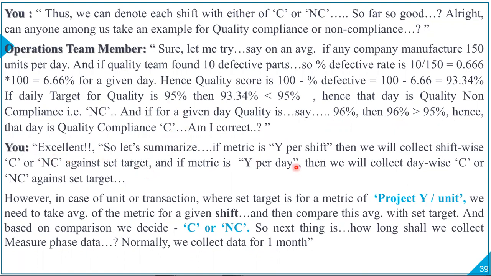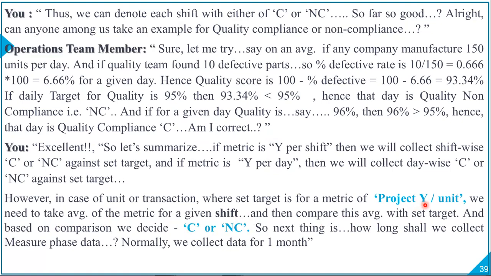If the metric is Y per shift, then we'll collect shift-wise compliance or non-compliance against the set target. And if the metric is Y per day, then we'll collect day-wise compliance or non-compliance against the set target. However, in case of a unit or transaction where the set target is for a metric of project Y per unit, we need to take the average of the metric for a given shift. Let me repeat. We need to take the average of the same metric for a given shift and then compare this average with the set target.